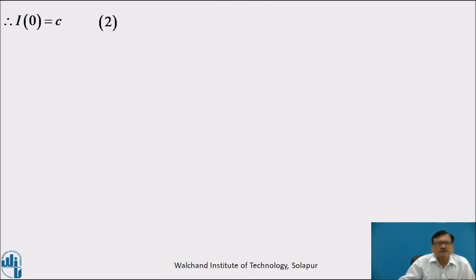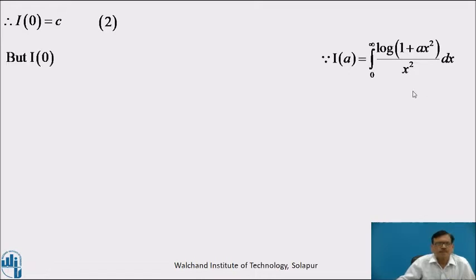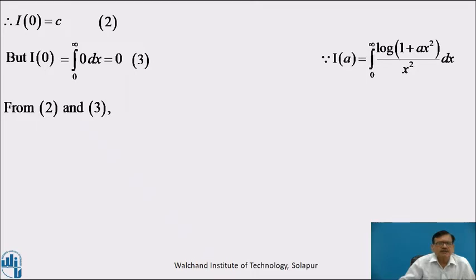Therefore, I of 0 equals c, but I of a equals the integration from 0 to infinity of log of 1 plus a x square by x square dx. But I of 0: if you put 0 here, we get log of 1, but log of 1 is 0, therefore we get 0 into dx, which is equal to 0. Let us call this equation number 3. From equation number 2 and equation number 3 we get the value of c is 0.